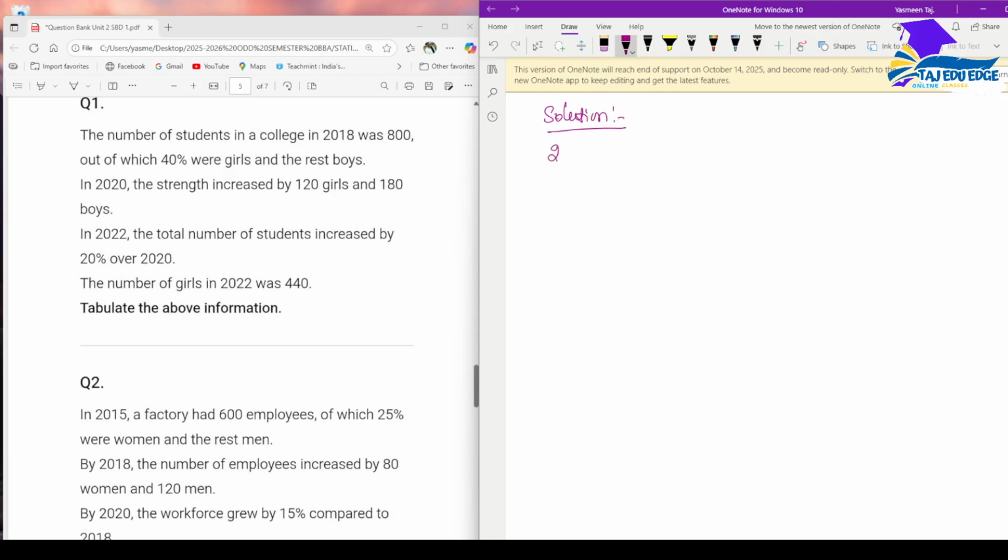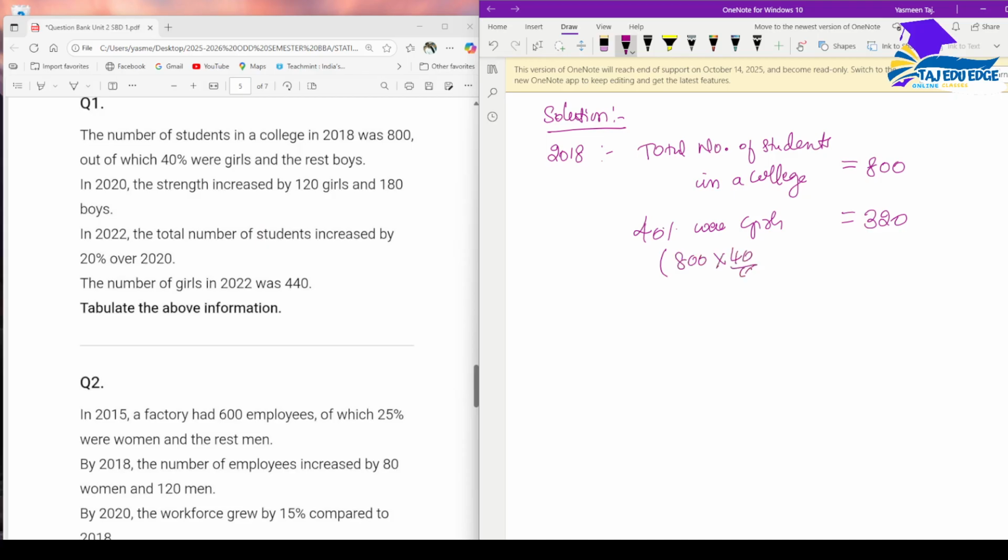In 2018, total number of students in a college. How many were there? 800 were there, out of which 40% were girls. If 40% were girls, how much? 800 into 0.40, that is 320 were girls. 40% were girls. How did I get it? 800 into 40% is 320 were girls.